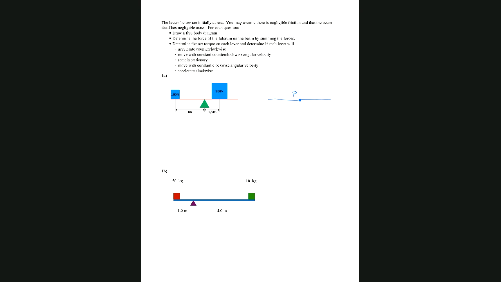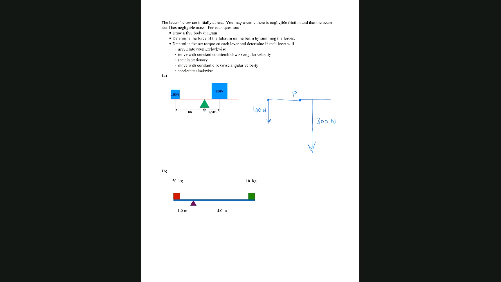Now, there's going to be some forces acting on my beam. There is a 100 Newton force caused by the weight on the left. And then we have a 300 Newton force caused by the weight on the right. But is it possible that this system is actually in static equilibrium? Well, we'll do some calculations to find out whether it is or not.